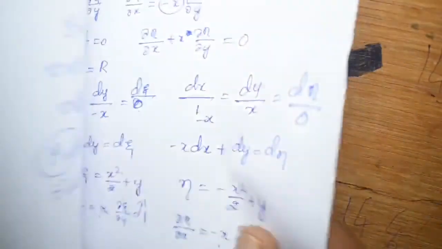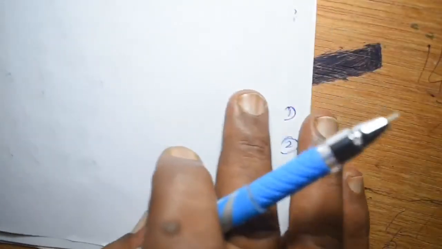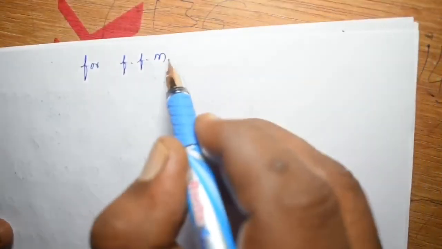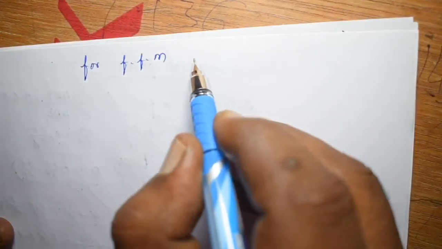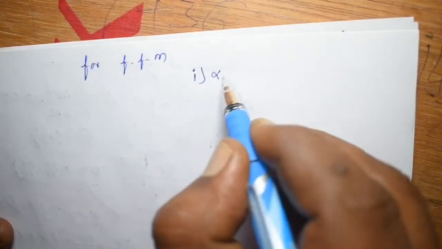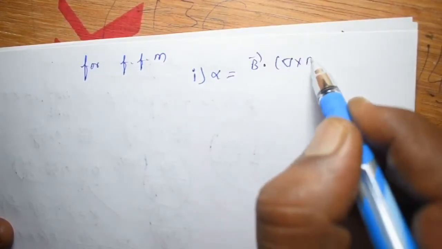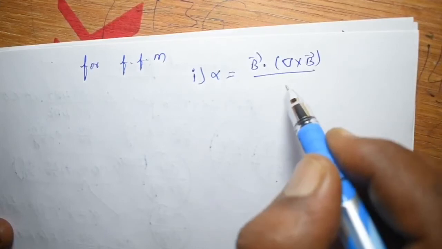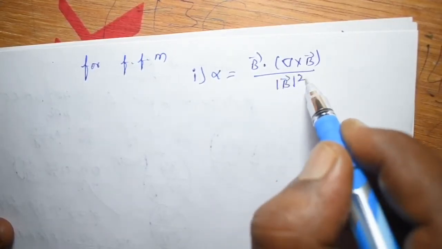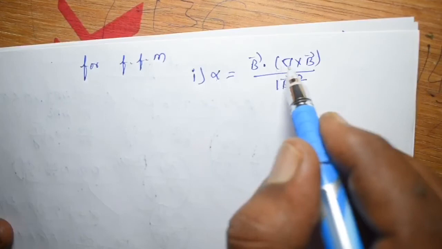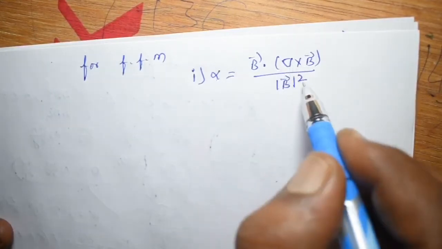Now I am going to prove some examples. Look here. For force free magnetic field, you have to prove first one: alpha is equal to B dot curl of B divided by mod B whole square. Okay, so you can express alpha in this form.